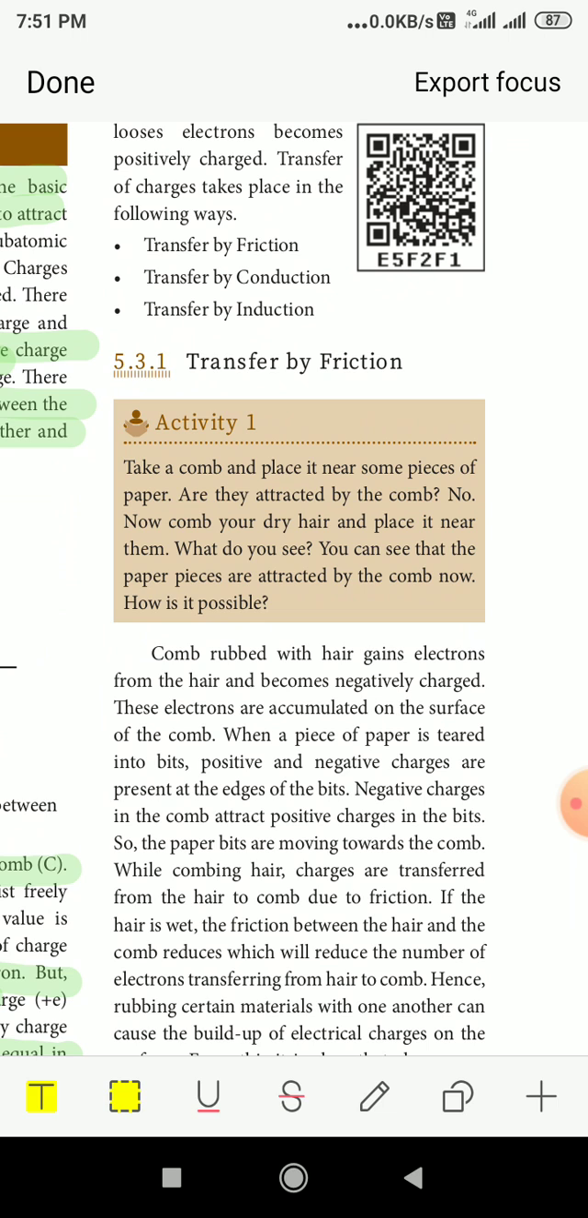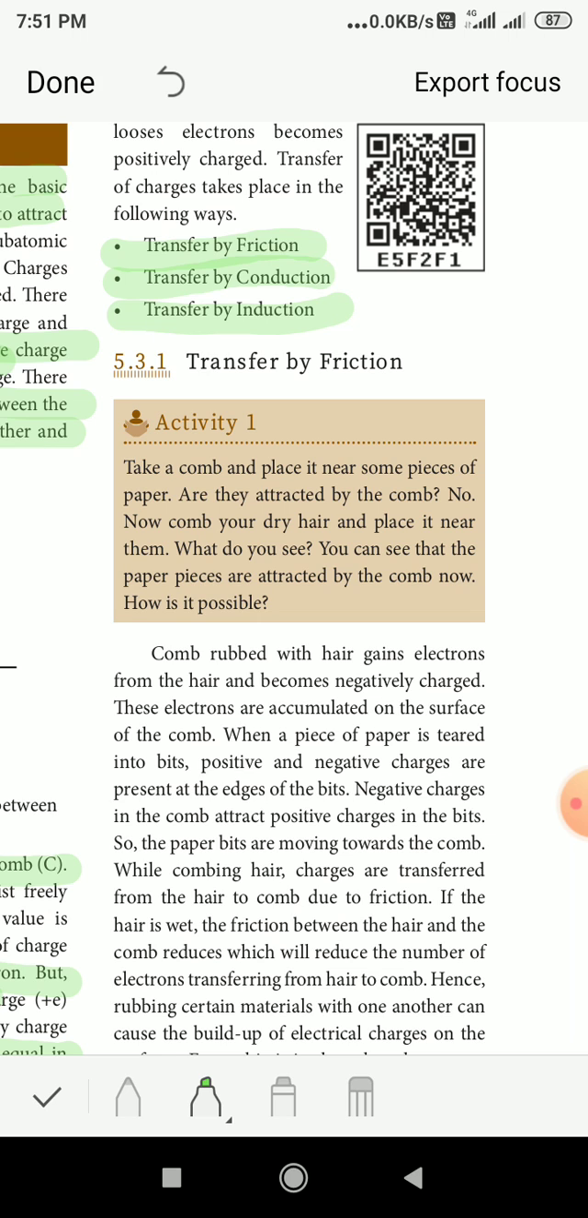Transfer of charges takes place in the following ways. How does this transfer of charges take place? When there is friction between two bodies, that is when the transfer of electrons takes place. Okay. Conduction means, in a solid substance, the heat conduction from a hot region to a cooler region is called conduction. Transfer by induction is also between liquids or between solids, and that is called induction. So these are the three cases where an exchange of charges takes place.